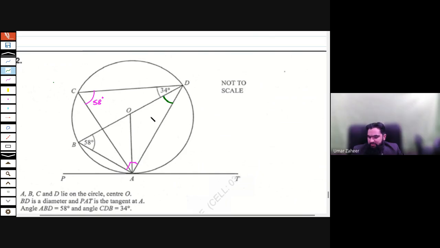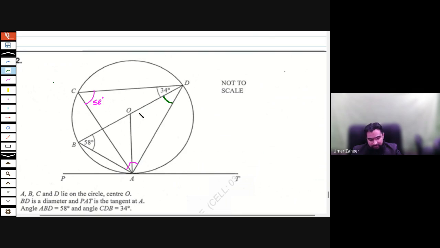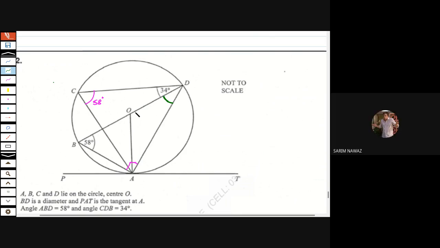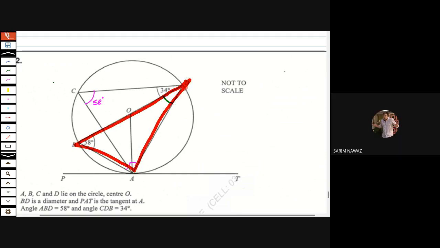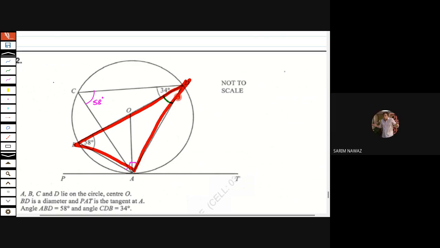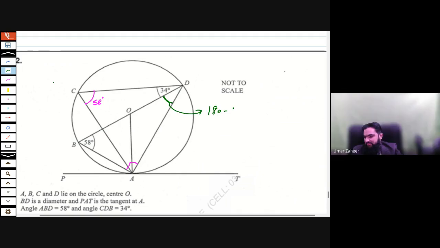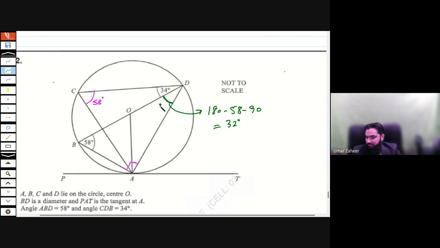In which triangle? Sir, angle BAD. In which triangle? Sir, the one that is subtended by the diameter. The triangle DBA. This one? Yes. That will be 180 minus 58 minus 90. Yes, that will be 32. 32 degrees. All right, nice.